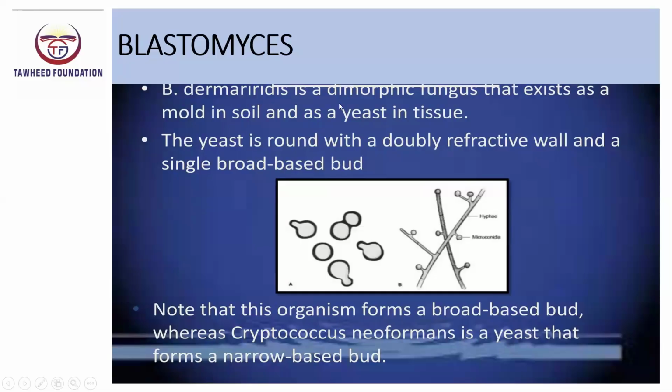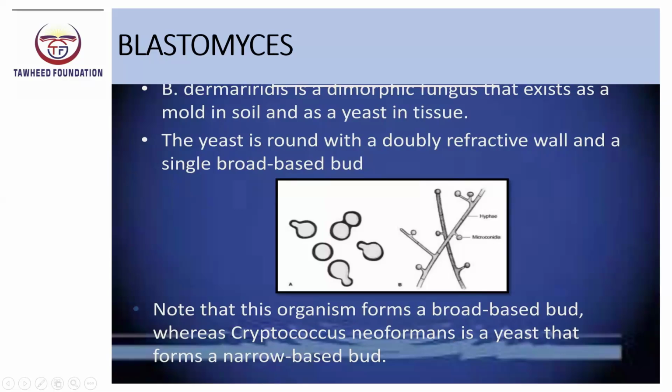Blastomyces dermatitidis is a dimorphic fungus that exists as a mold in soil and a yeast in tissue. The yeast is round with a doubly refractive wall and a single broad-based bud. You can see in this image. You should note that this organism forms a broad-based bud, whereas Cryptococcus neoformans is a yeast that forms a narrow-based bud. This is the difference between these two.